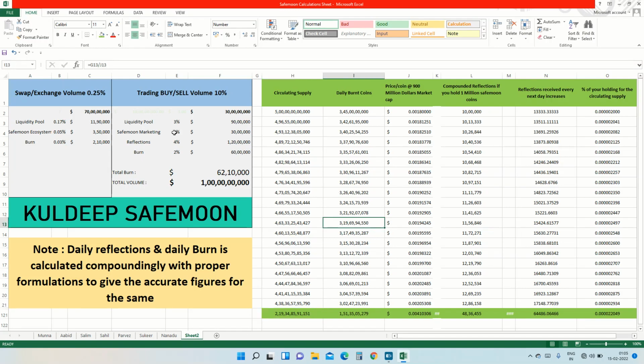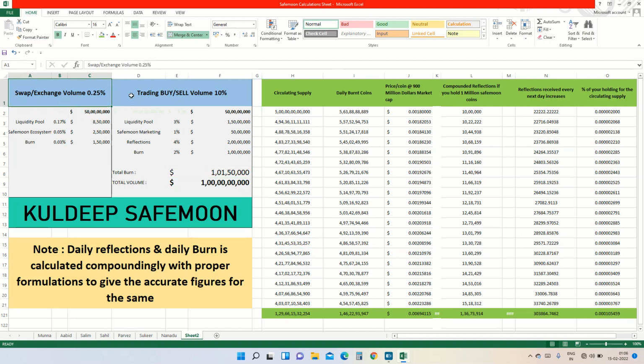But can you see the fun part over here? Let's manipulate some figures. Let's do the volume. Let's put the volume 50-50 for each section, for swap and exchange and for trading. So 500 million volume for swap and exchange and 500 million volume for trading. So we have total burn of, how much is it? 10 million? Yeah, $10.1 million.